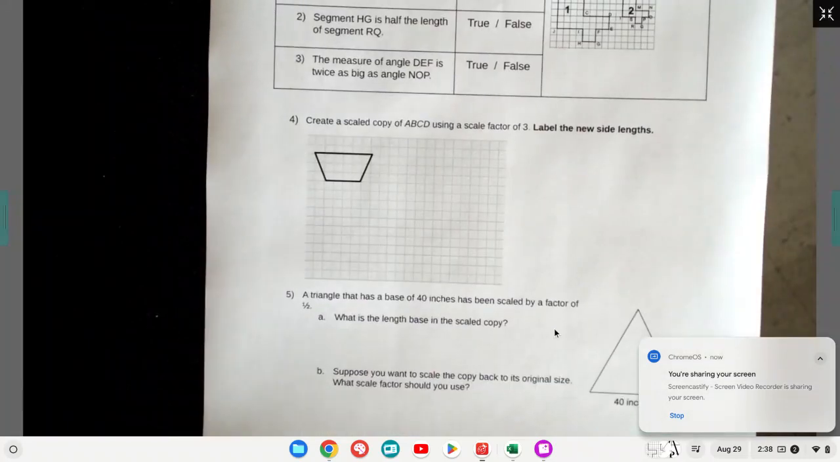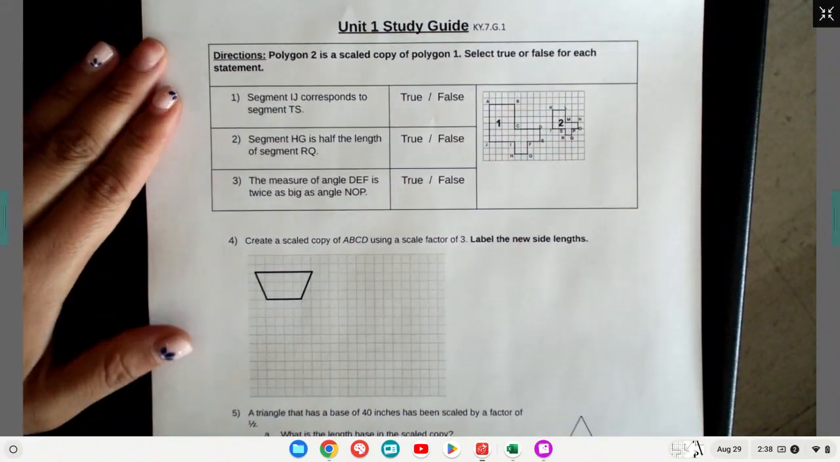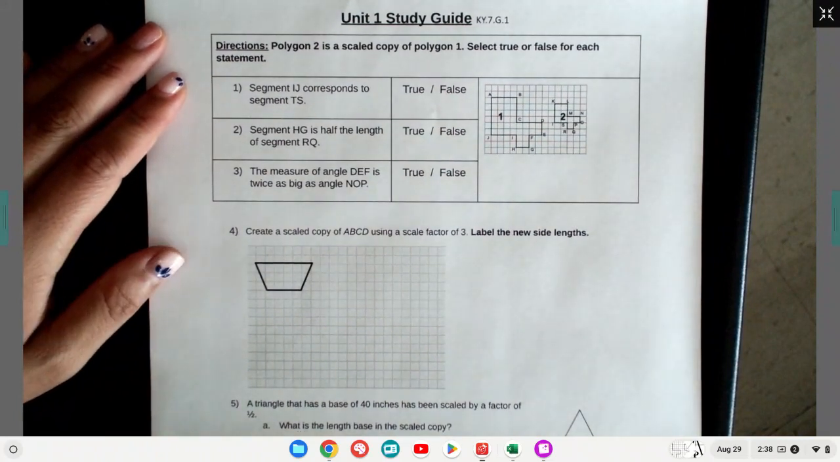All right, boys and girls, I am going to go over your Unit 1 study guide with you and make a video key for you so that you can double check your answers. Please don't copy straight from this video. Try your best to attempt the problem on your own first and then double check your answers, okay?